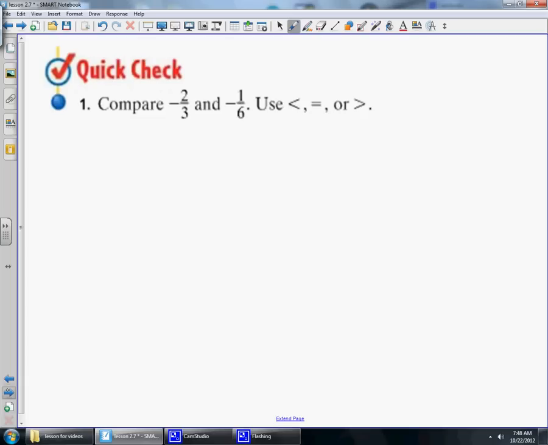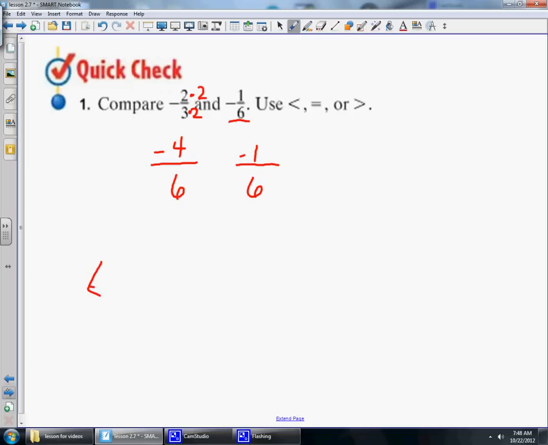So we're going to look at comparing rational numbers. We have -2/3 and -1/6, and we have to determine if -2/3 is greater than, equal to, or less than -1/6. The first thing we need to do is find a common denominator, which we know is going to be 6. The second fraction is not going to change because it already has the denominator of 6. So I ask myself, what do I multiply 3 by to get 6? I multiply by 2. So I have to multiply the numerator by 2. -2 times 2 is -4.